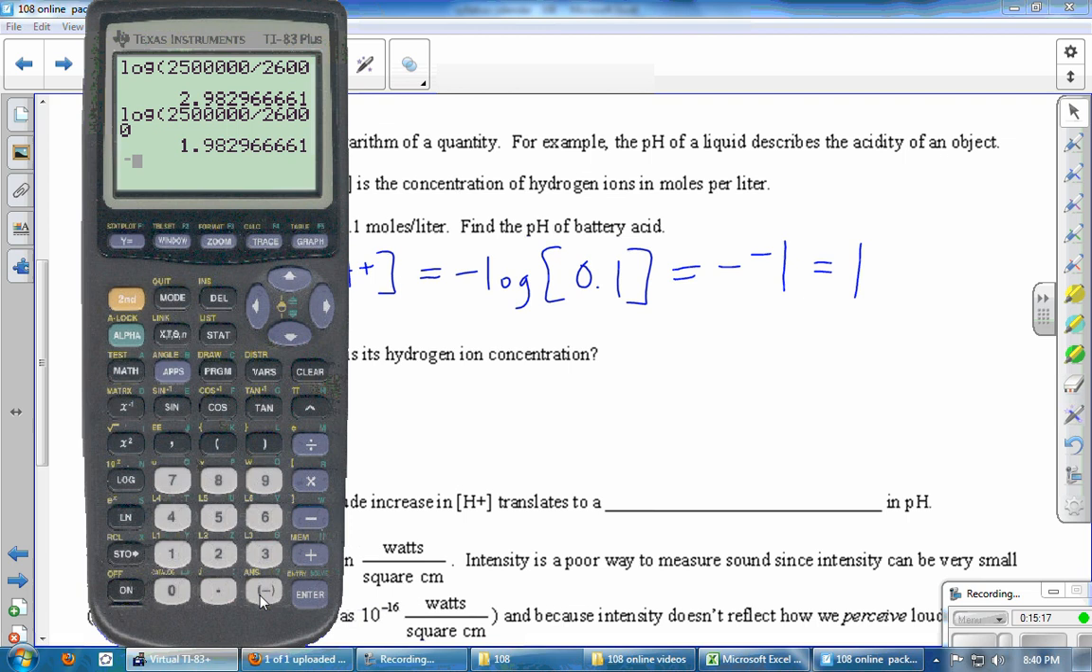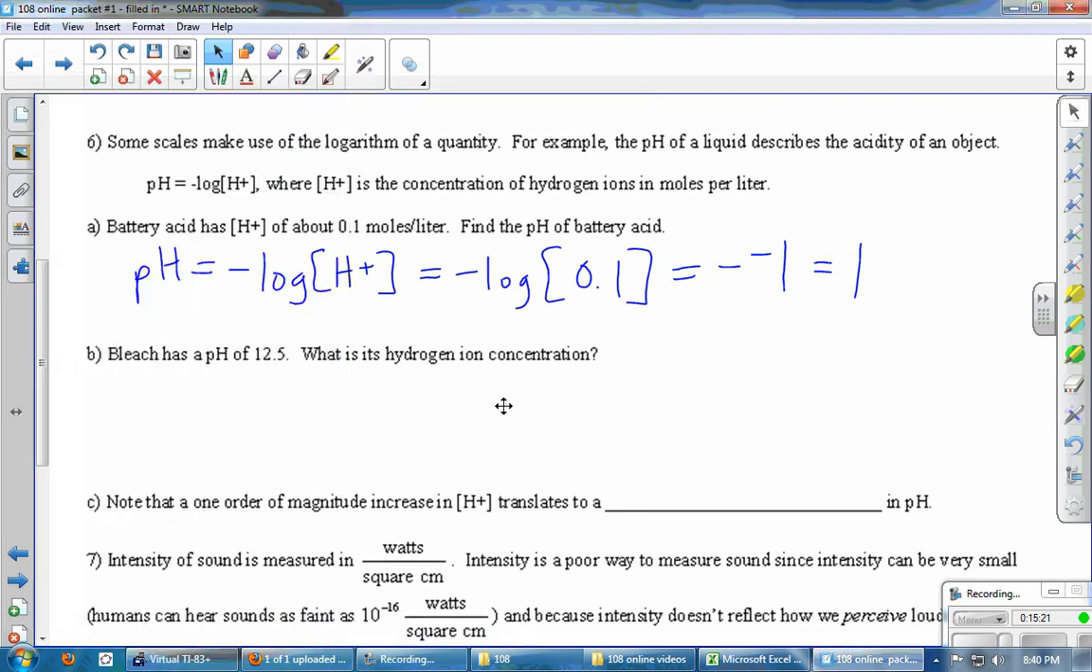So if you type in negative log of 0.1, we should get 1. There. Okay, and presumably battery acid is pretty acidic. So if something has a high acidity, then maybe the pH scale sends it to the number 1. Reasonable. Okay, how about bleach? Bleach has a pH of 12.5. What is its hydrogen ion concentration?